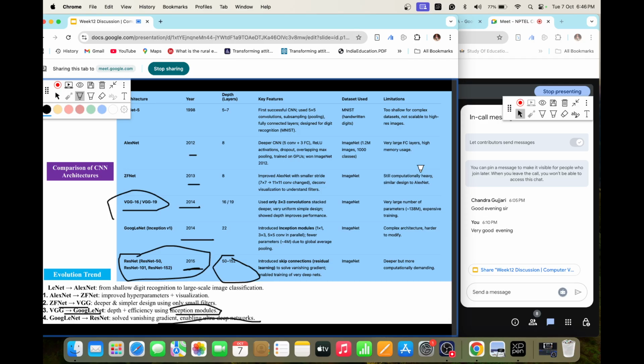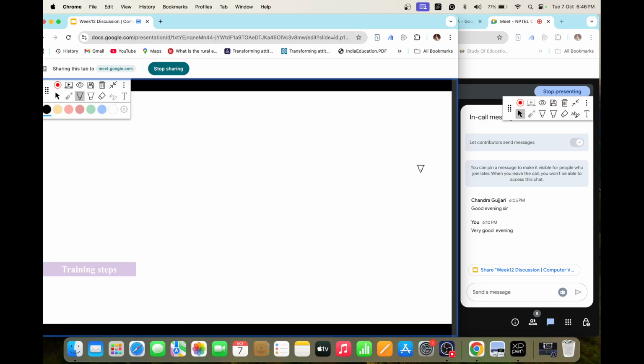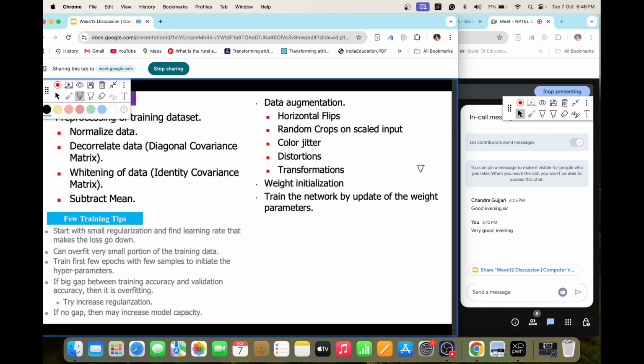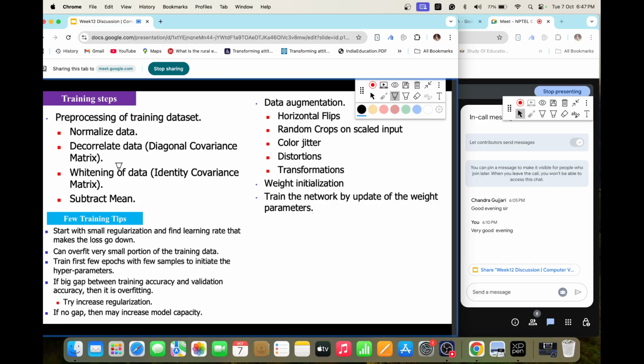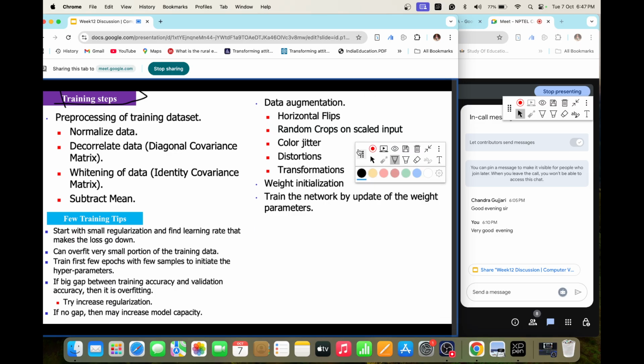All this theory, I request you to read after this class, whatever is in the slides. Okay, so this is regarding this. After that we have the training tips and so on. Again I am telling this in brief. We have two steps: one is the pre-processing step, and second is data augmentation. Whenever you get any image data, first you have to pre-process it. For example, you have to normalize its size, and then you have to do data augmentation.